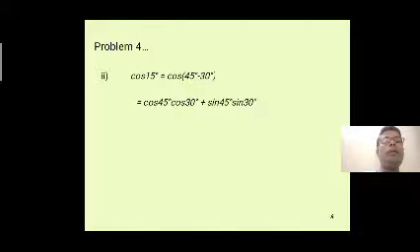Okay, the next one, problem number 4. Cos 15 degrees equals cos of 45 minus 30. Here we apply the cos A minus B formula. Apply cos 45 into cos 30 degrees plus sin 45 sin 30. That means cos A cos B plus sin A sin B.